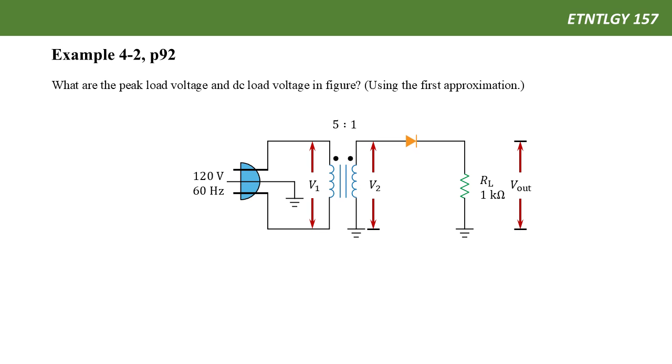Now let's work on example 4-2 on page 92. What are the peak load voltage and the DC load voltage in the figure? Use the first approximation.